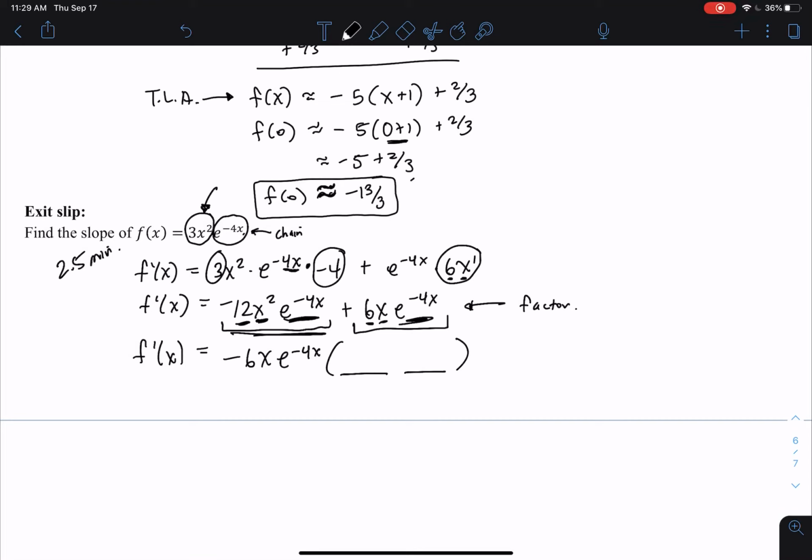Try filling it in very carefully. Watch your signs. And check if you got the same thing as me. That would be my final answer. Whoops, just 2x minus 1 left inside the parentheses, and everything else was factored out. Ta-da! All right, we're done for today.